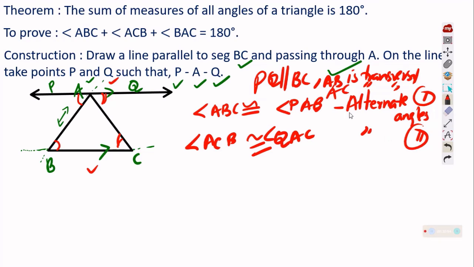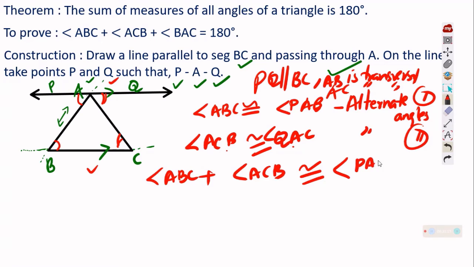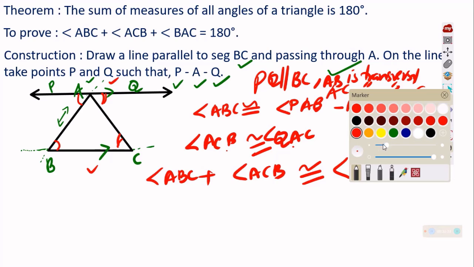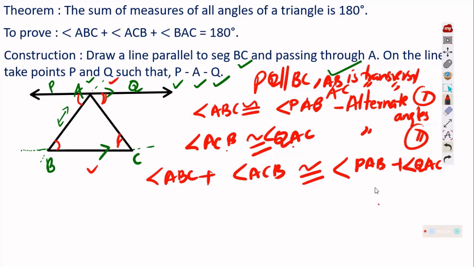How can we conclude? These are equal. If you take ABC, which is equal to PAB, and ACB, which is equal to QAC, then on the other hand, if I add angle ABC plus angle ACB, which are on the left side of the congruency, they must be equal to the sum of angle PAB plus angle QAC. Correct? Let this be the third equation in my case.